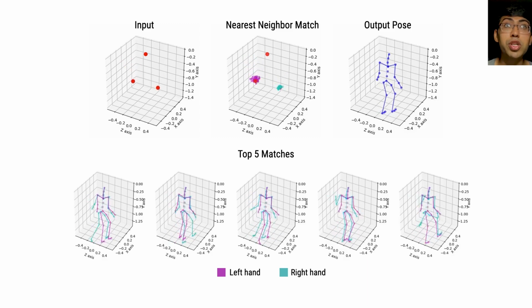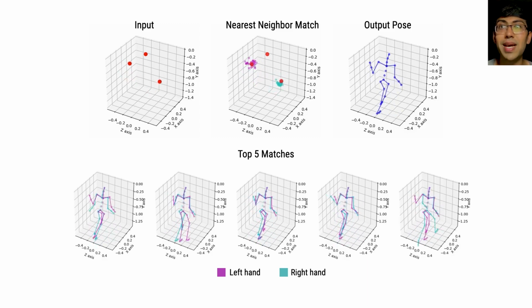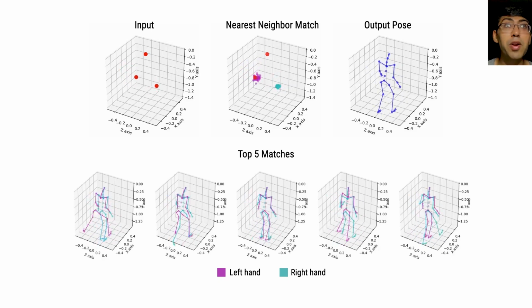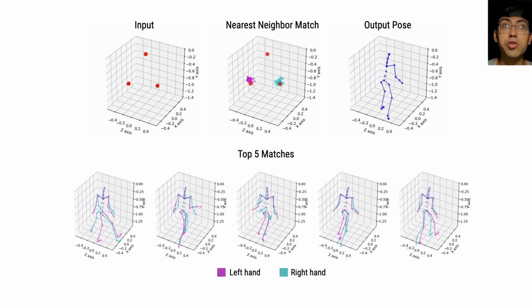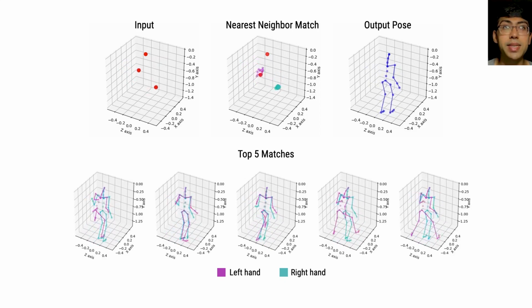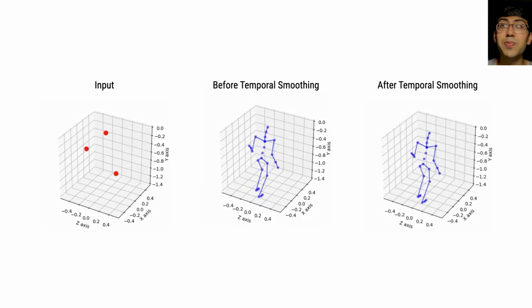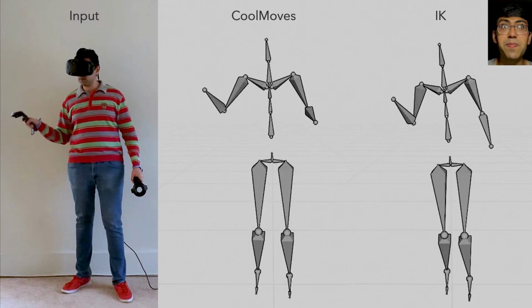Utilizing existing motion capture datasets, CoolMoves generates the corresponding full body motion based on the user's input by comparing similar spatio-temporal motions with the nearest neighbor search and interpolating them using a weighted distance metric. Joint prediction probability is then used to temporally smooth the synthesized motion using human motion dynamics as a priori.